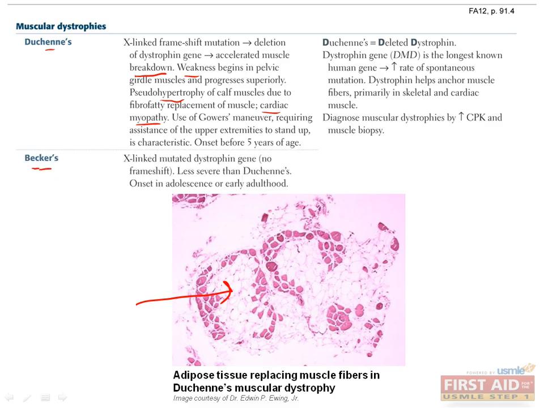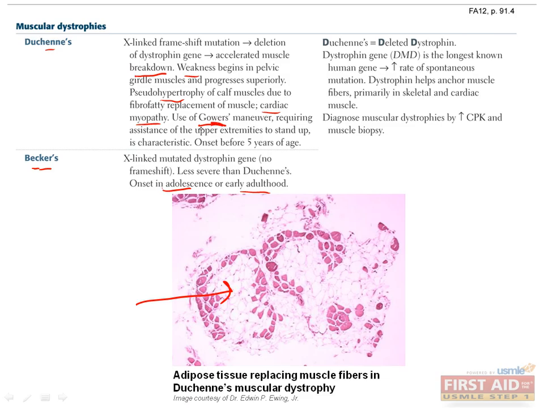Becker's is less serious than Duchenne's and results from a less functional dystrophin protein rather than a non-functional protein. The onset is a bit later, occurring during adolescence or early adulthood. The Gowers maneuver can be used to diagnose muscular dystrophies, especially Duchenne's, since it's more serious.